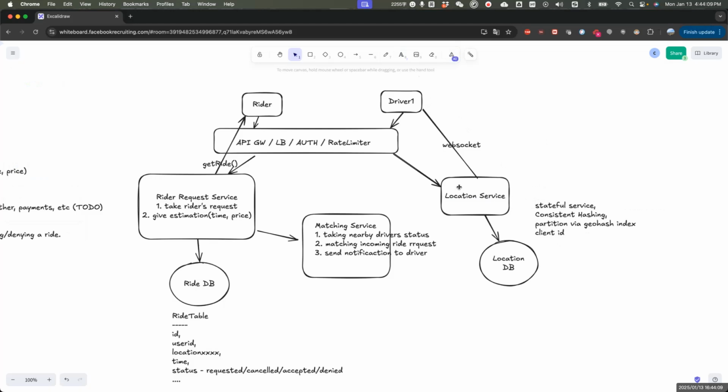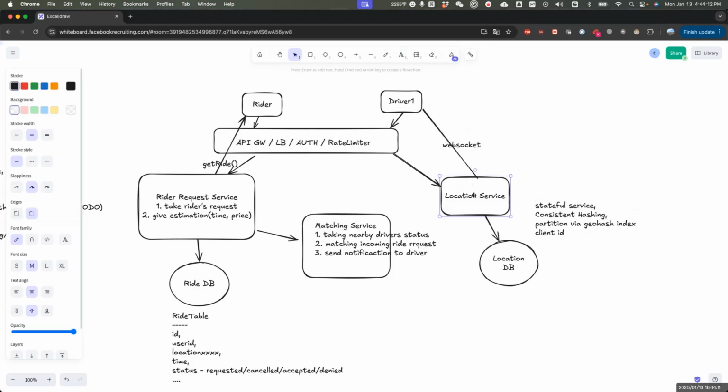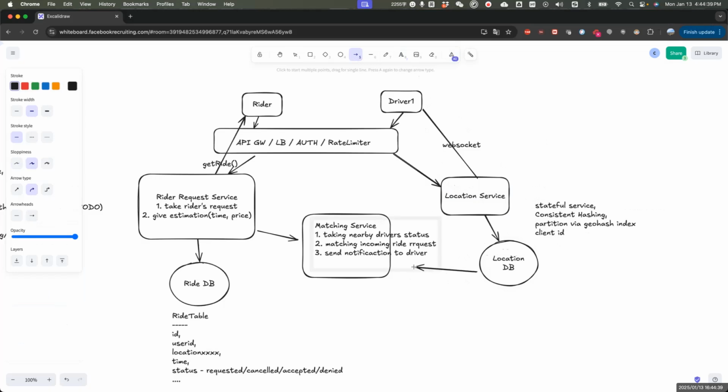And whenever it listens to the driver's location, it will record to the corresponding database for persistence, for durability of that location information. The reason we are gonna record everything of the location for the drivers is because our matching service needs that data. So this database will be sending it out to the matching service.